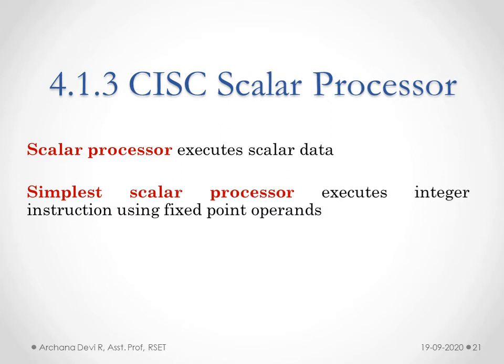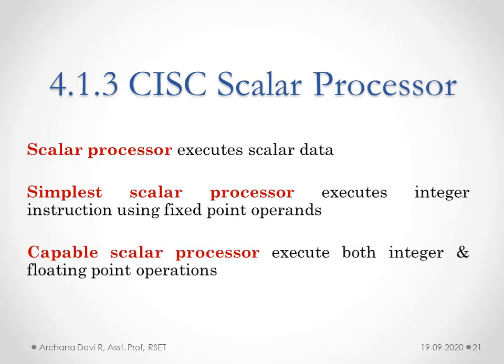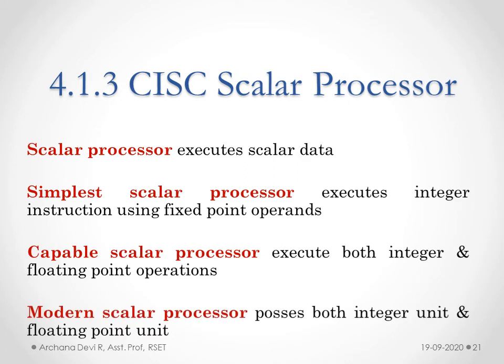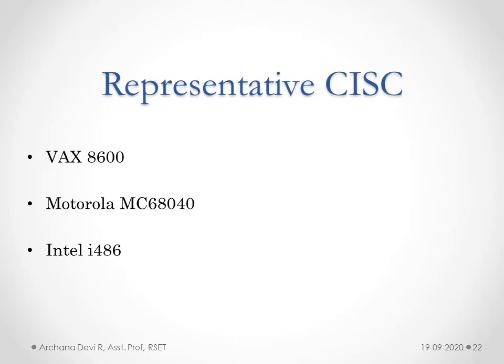It cannot have floating point real values. A capable scalar processor can execute both integer as well as floating point operations. A modern scalar processor possesses both an integer unit and a floating point unit: a separate integer unit to execute integer operations, and a separate floating point unit to execute floating point operations. Some of the common CISC representative architectures are VAX 8600, Motorola MC68040, and Intel i486. Out of these, we'll learn these two architectures.